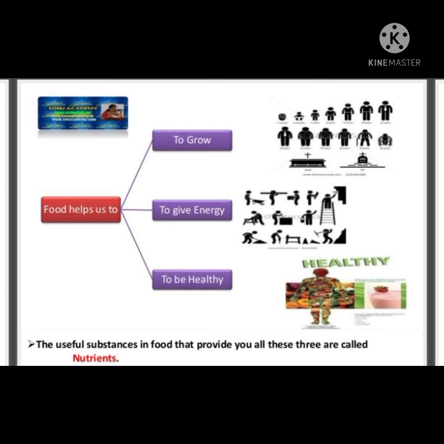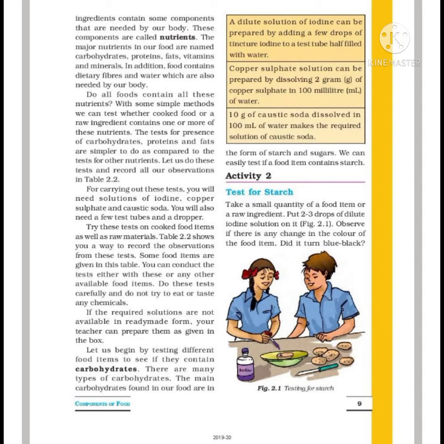In activity number 2, you can see the test for starch. We need to take one chemical reagent named iodine solution to identify the presence of starch. The starch-rich food items are given there, and in the table you can see a number of food items rich in starch. That is rice, wheat, potato, etc. All these are food items rich in starch.